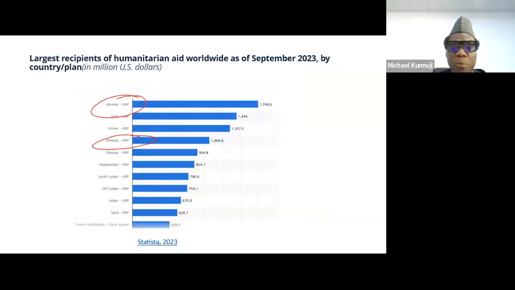So statistics support the view that Ukraine, for example, has received greater attention, at least in terms of the humanitarian aid received. And when we get to see the statistics next year, we can guess what humanitarian emergencies have been prioritized in 2023. And this is simply evidence in support of hierarchization of humanity and by implication, coloniality. Next slide, please.